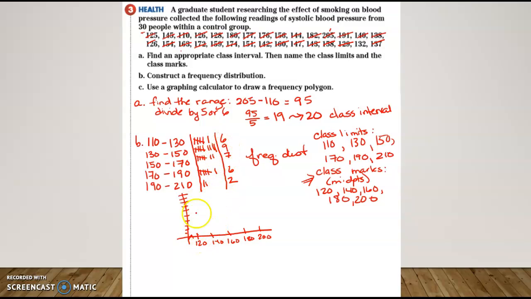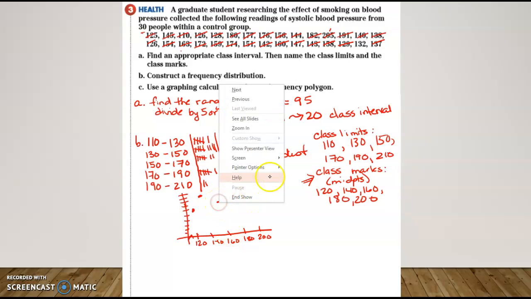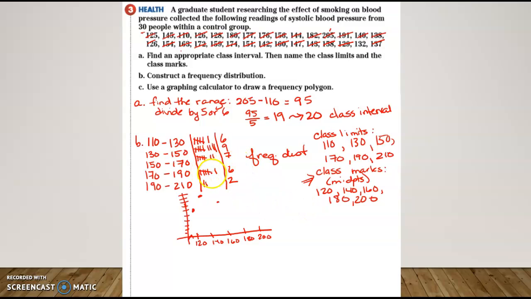So the first one we've got is 120, at 6: 1, 2, 3, 4, 5, 6. 140 is at 9: 7, 8, 9. 160 is at 7, so it's 1 above. 180 is at 6 again. And then 200 is at 2. So, whoops, it went away again. So up, there, down a little bit more, and then down.